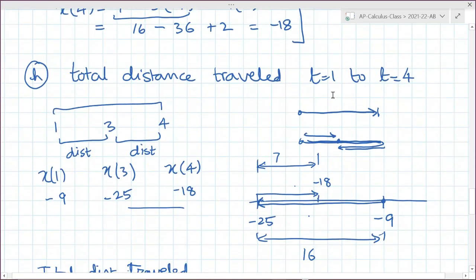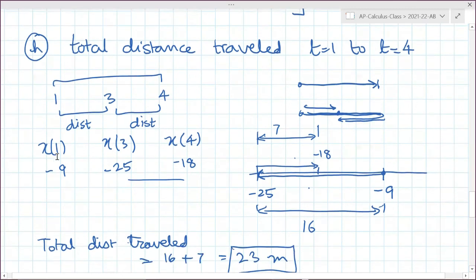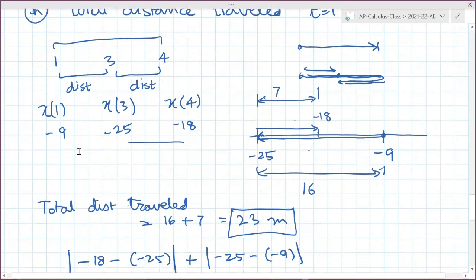Total distance traveled: you have to see if it changes direction, then you have to split it there and add the two distances. So earlier we saw that it changed direction at 3. So we have to split it at 3. 1 to 3, it was going in one direction, and then 3 to 4, it was going in the other direction. So we figured out the positions, and separately we looked at the displacements. Their absolute values are the distance traveled, and then we add them up.